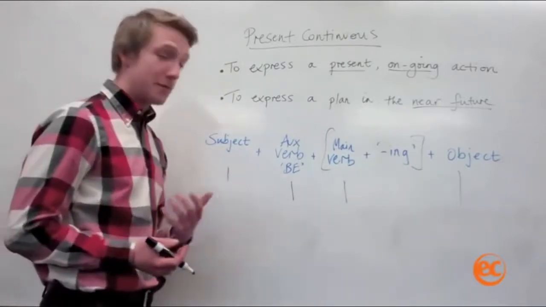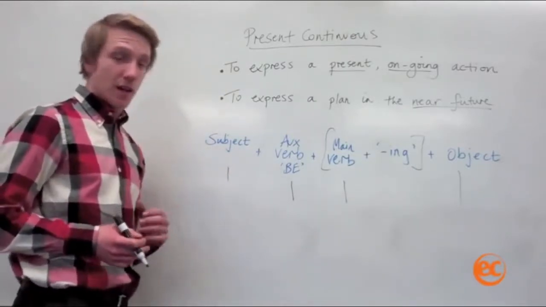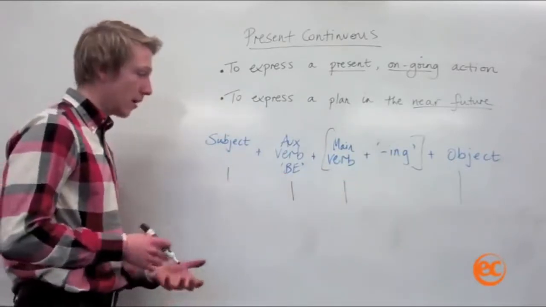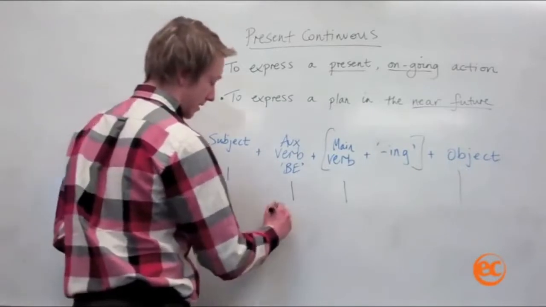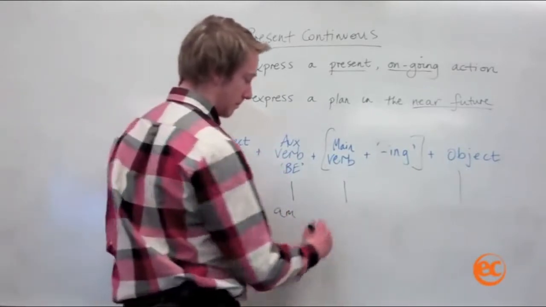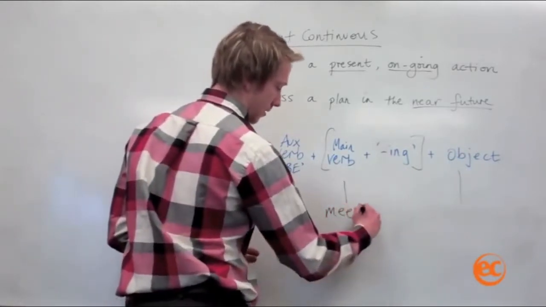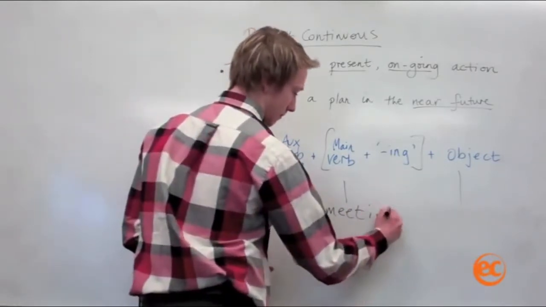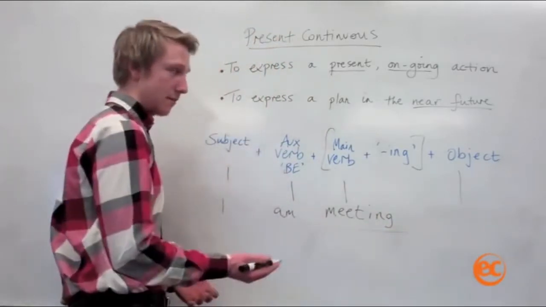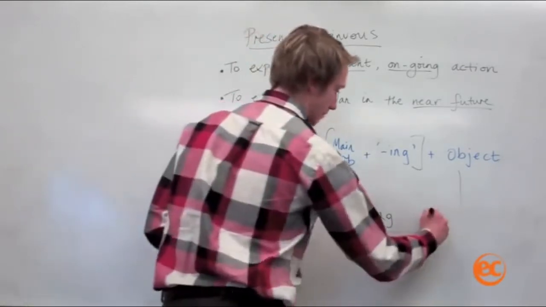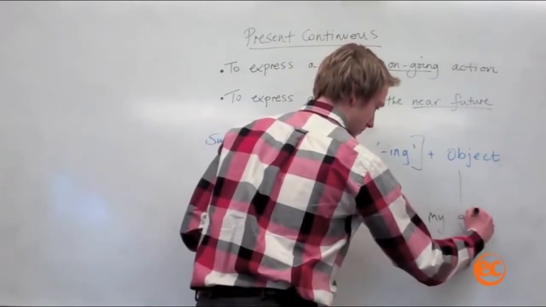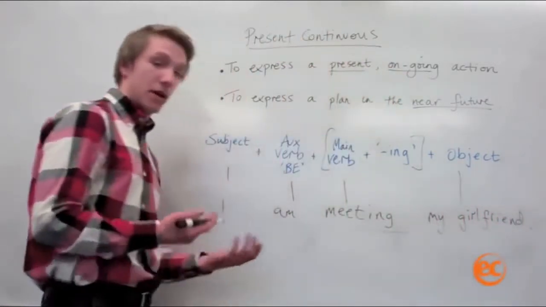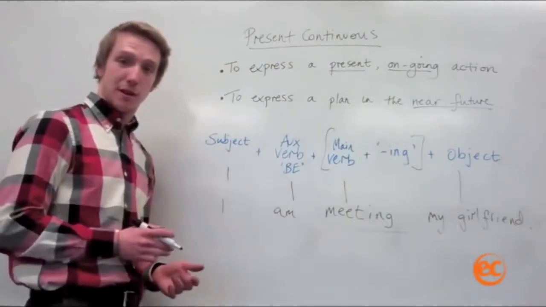Today it happens to be Valentine's Day. I can change my main verb and the suffix ing. I could say I am. Our main verb, to meet, plus ing, becomes meeting, object, my girlfriend. That would make sense, wouldn't it?